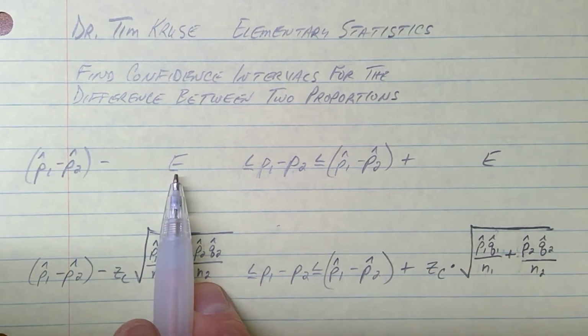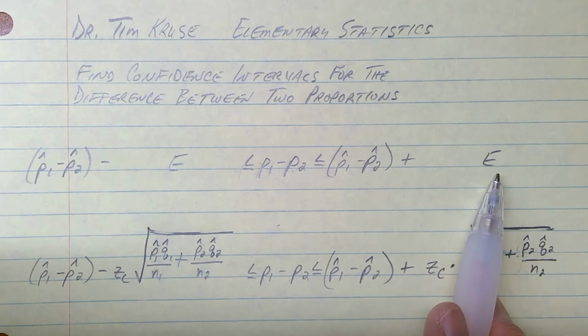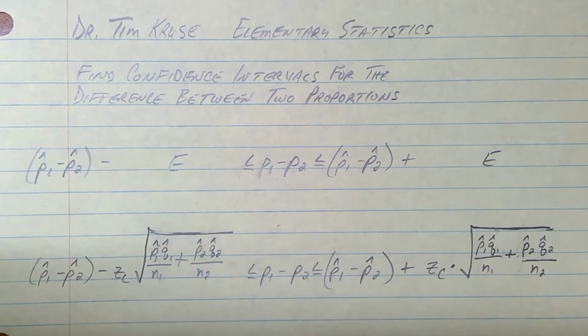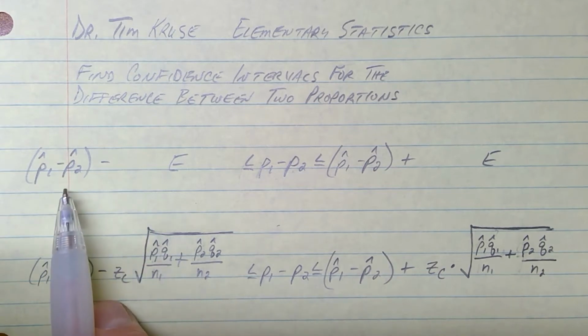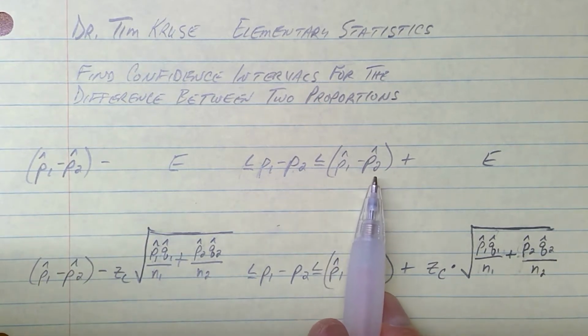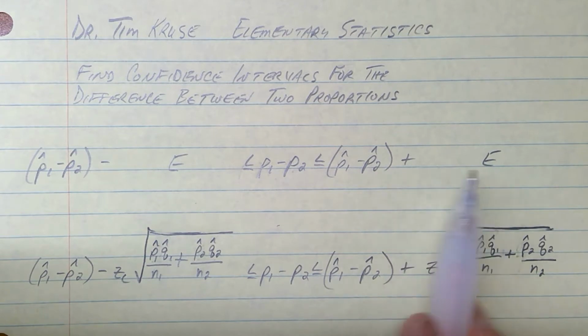Margin of error. I have a hard time saying that. Think about it as a point spread. We're giving ourselves a little extra spread on the right, and we're taking away a little spread on the left. So we're giving ourselves a little give or take. This is our best guess, this P hat 1 minus P hat 2. That's our best guess at what the true proportion difference is, giving a little bit of error and taking a little bit of error.